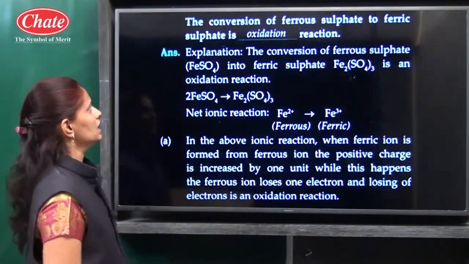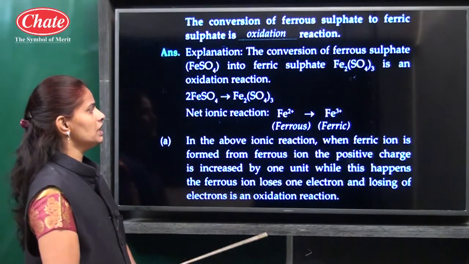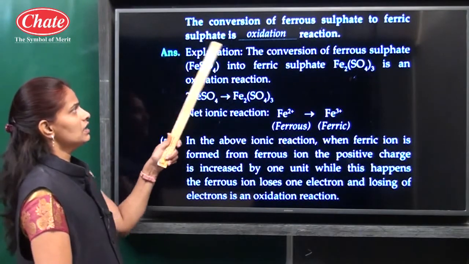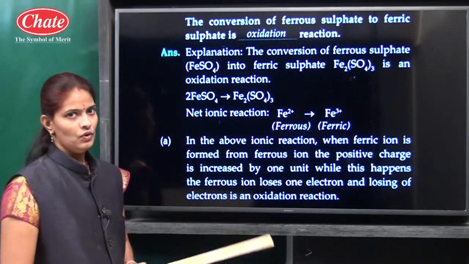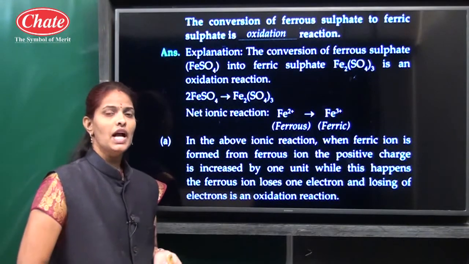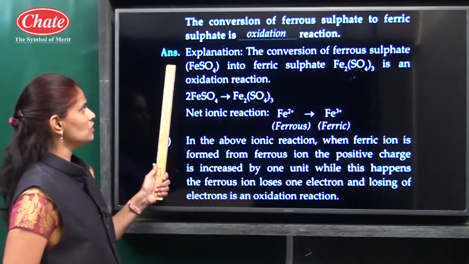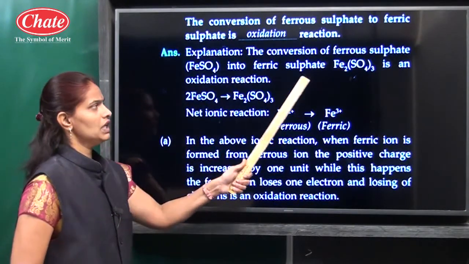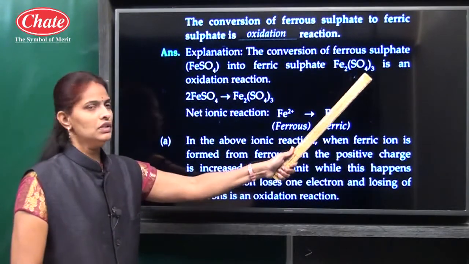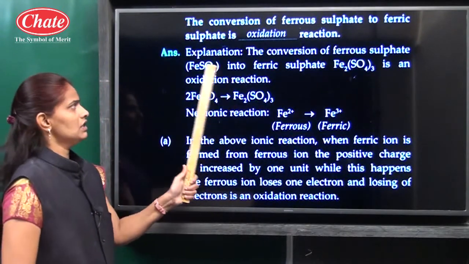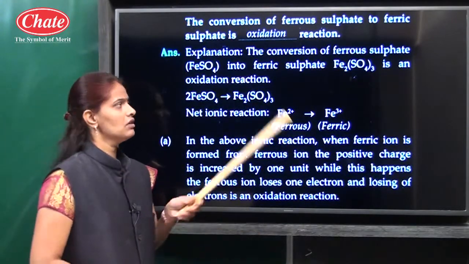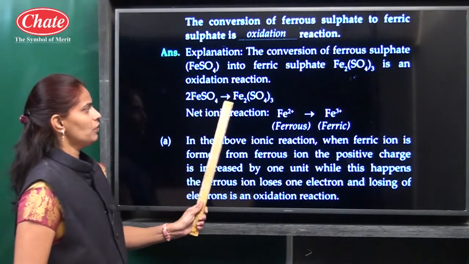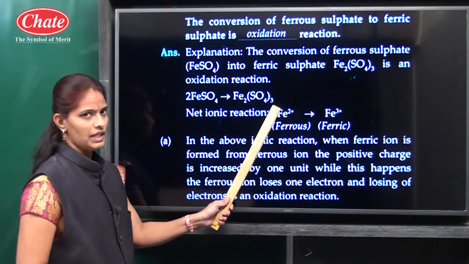Okay. The next question is: the conversion of ferrous sulfate to ferric sulfate is an oxidation reaction. We know oxidation reaction means addition of oxygen. So see the explanation: the conversion of ferrous sulfate FeSO4 into ferric sulfate Fe2(SO4)3 is an oxidation reaction. Here the oxidation state is increased from ferrous sulfate to ferric sulfate. See here, 2FeSO4 gives Fe2(SO4)3.